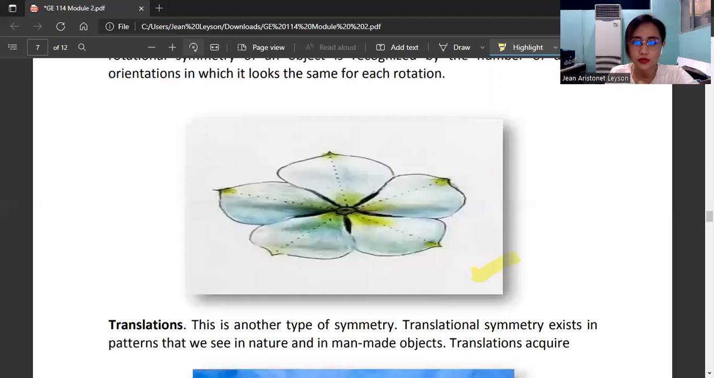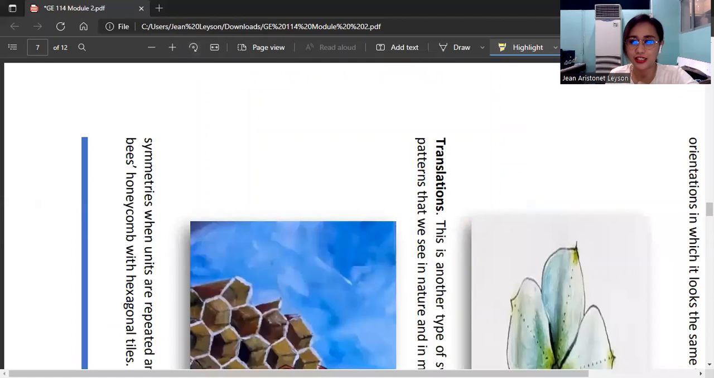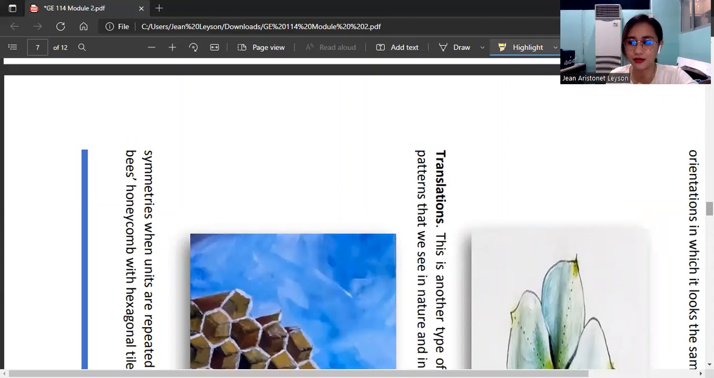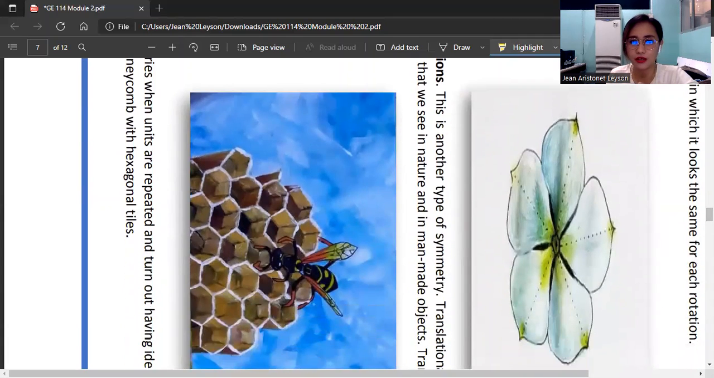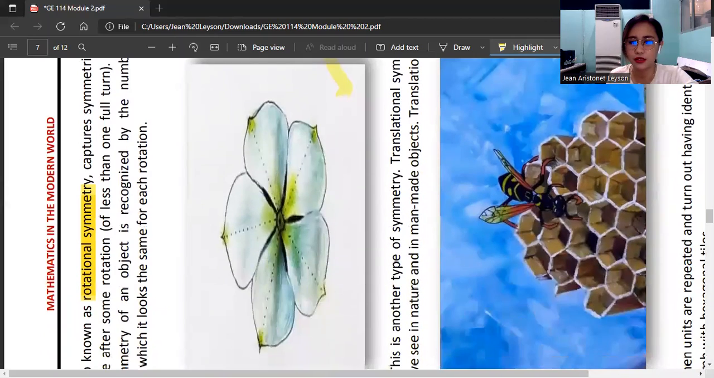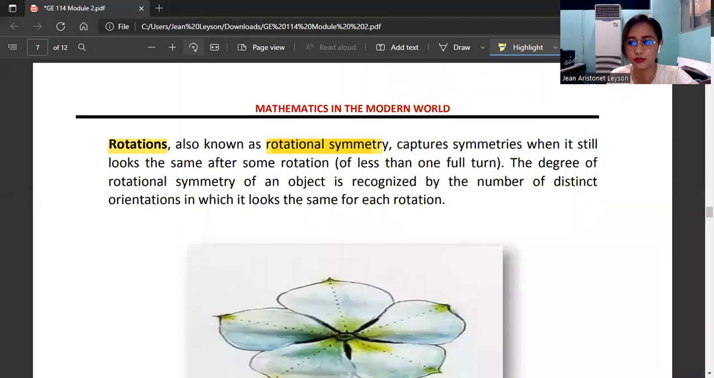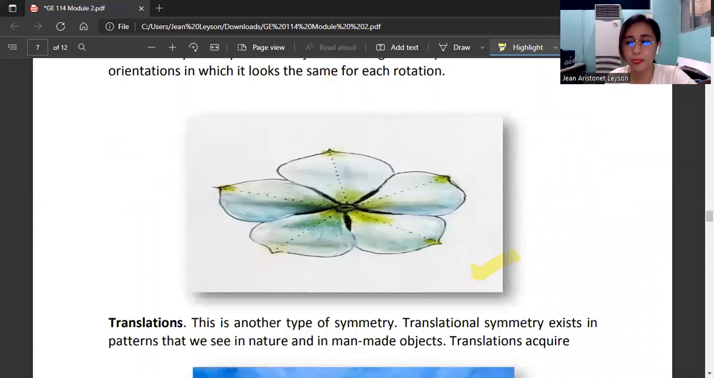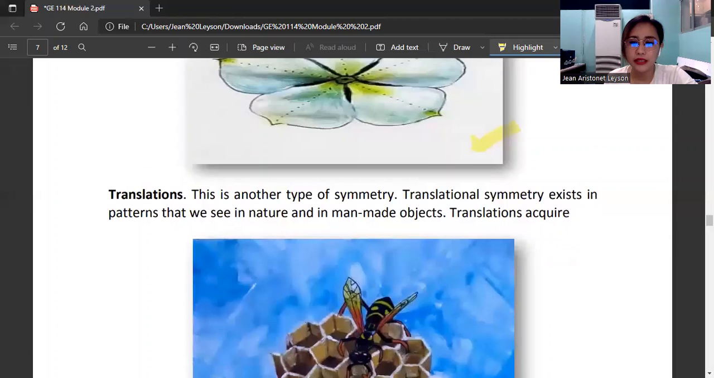So if I rotate my screen, wait, where is that? So there, wait, sorry. So yeah, I rotate that there. So the flower will still look the same, even if we rotate it a number of times. So that's rotational symmetry.